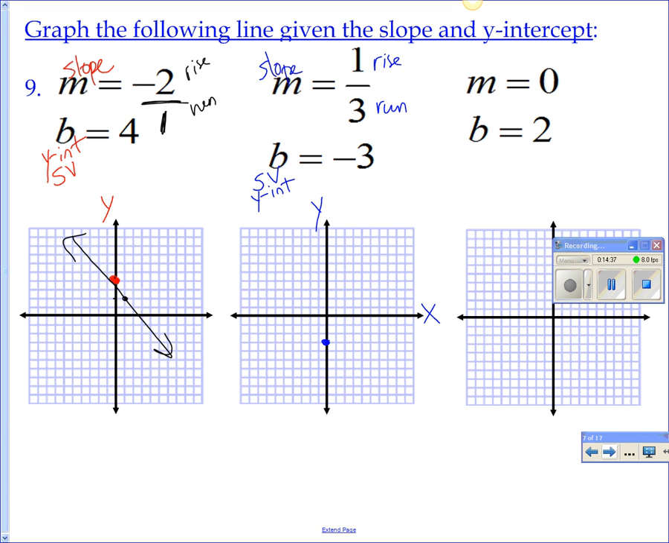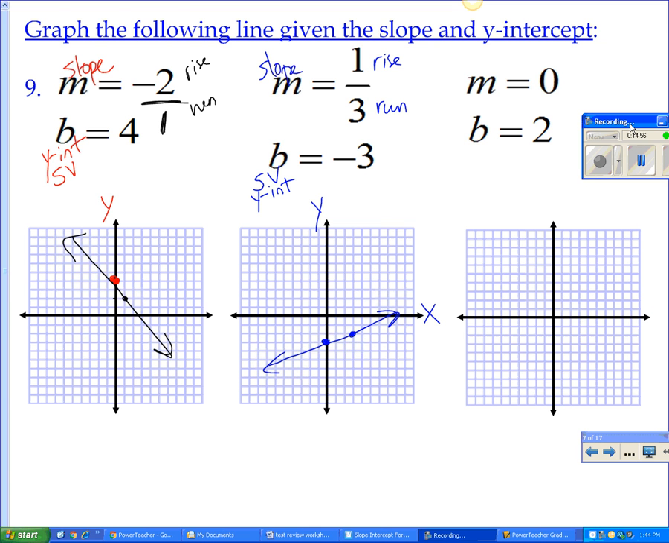Okay? All right, then from here, I rise 1. What does it mean to rise 1? Go up 1, and you run right. So you go over 3. Okay? Not yet. All right. This next one, which number do I start with? Okay, so I put a point at 2.